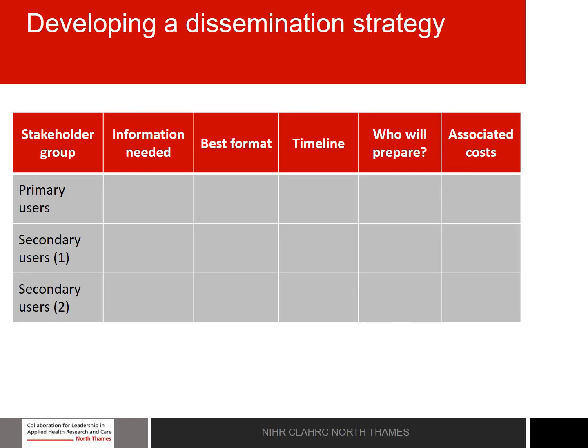When you start designing your evaluation, develop a dissemination strategy at the outset. And this way you can ensure that your required dissemination activities can be built into a budget and timeline for the project, and keeps your mind focused on what it is you're trying to achieve. This slide illustrates an example template for a dissemination strategy, which considers stakeholder type, information needs, format, timeline, and associated resource requirements.